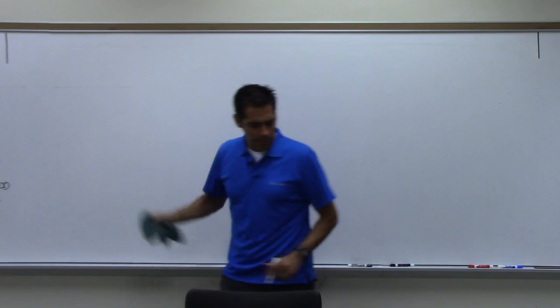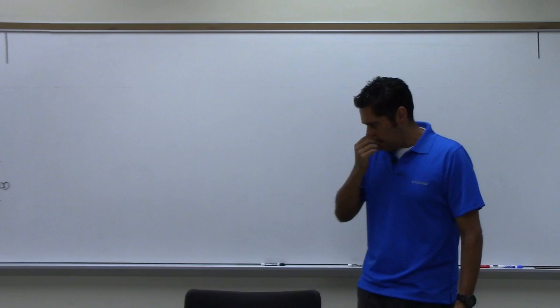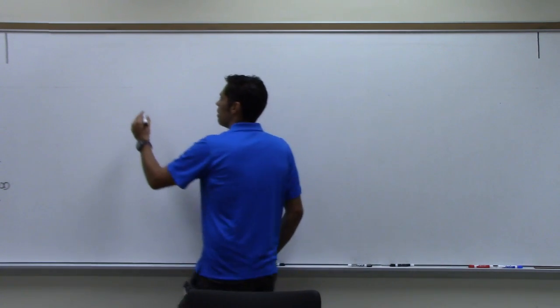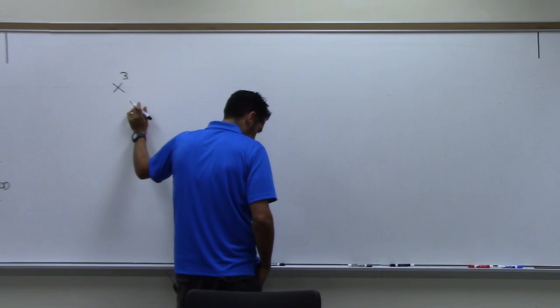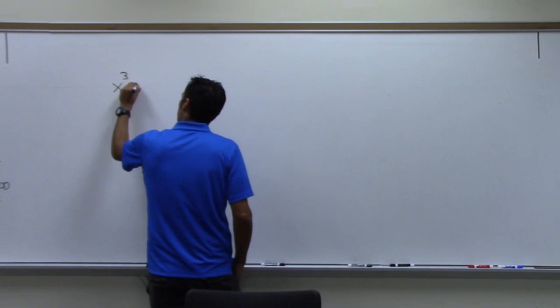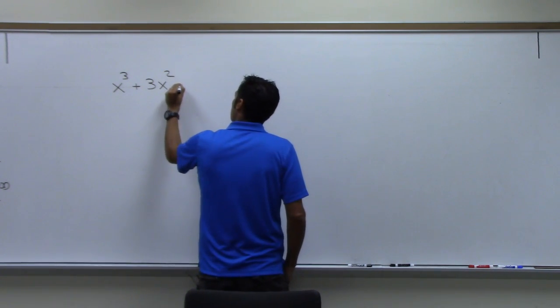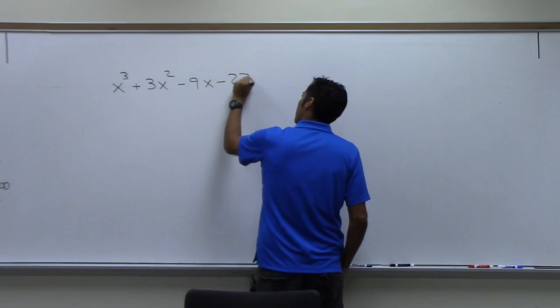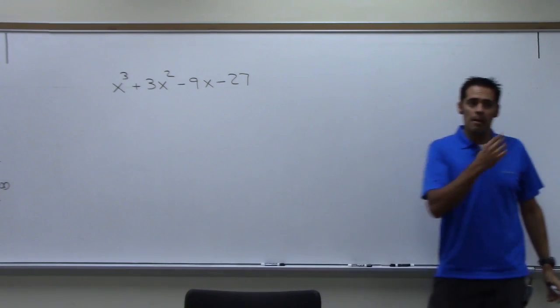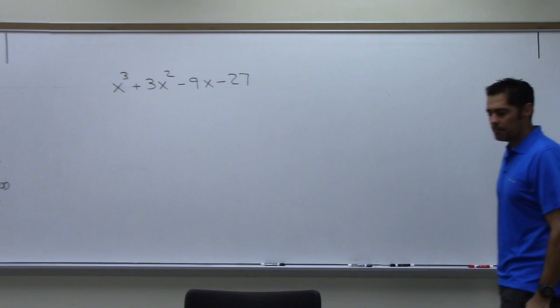All right, so let me give you a problem. X cubed plus 3x squared minus 9x minus 27. I would like for us to factor this. So what are you thinking?